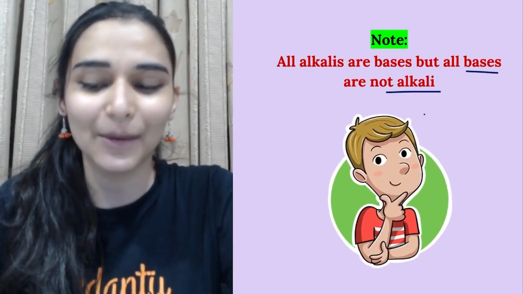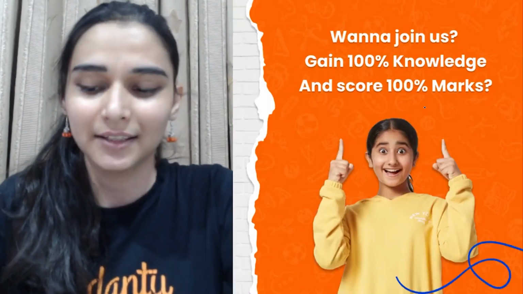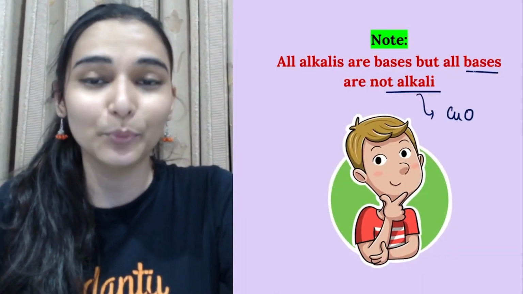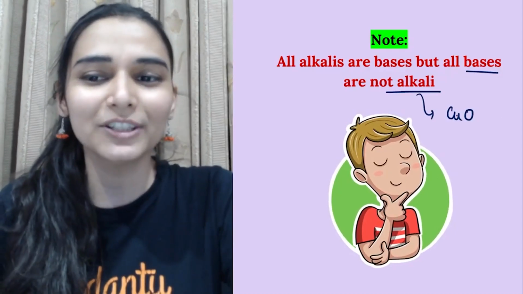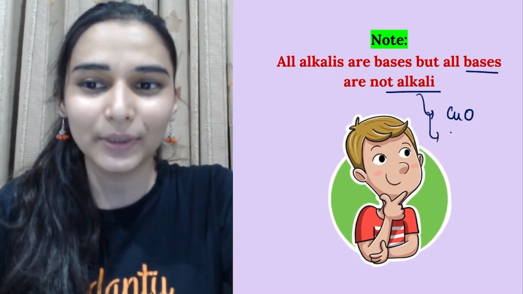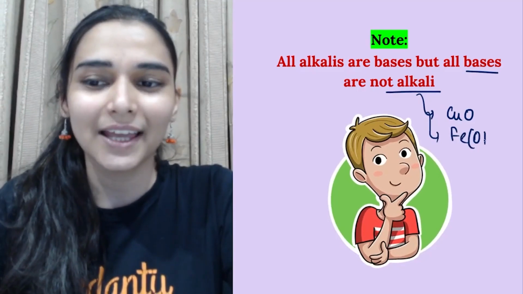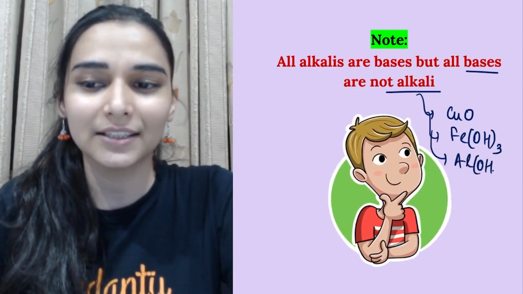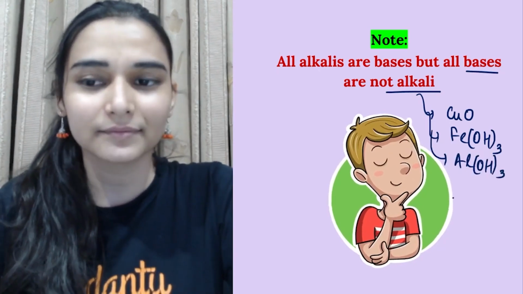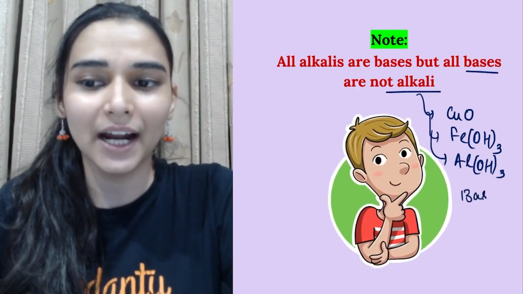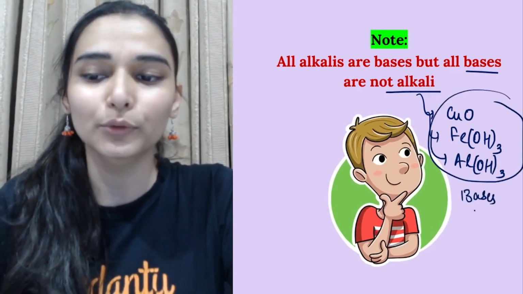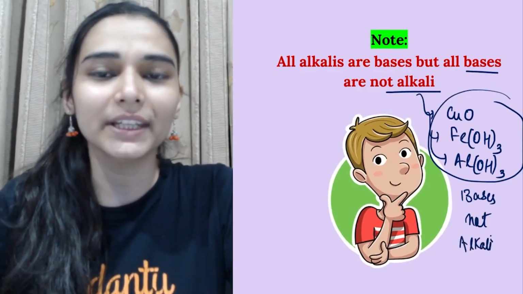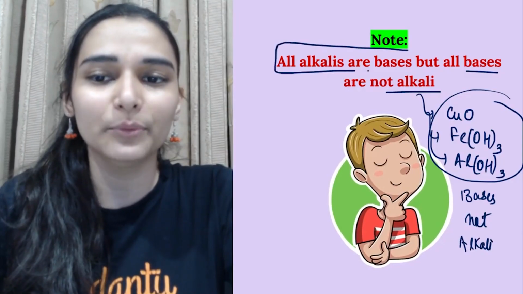Like I have an example, copper oxide. Okay, I can take an example. Copper oxide is a base, but it is not water soluble, so it's not an alkali. Okay, you can take ferric hydroxide, FeOH3. You can take aluminium hydroxide. Okay, they are bases, but they are not water soluble. So bases, not alkalis. One more thing, alkalis are all bases.